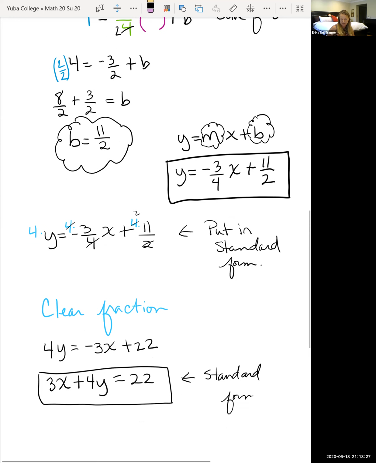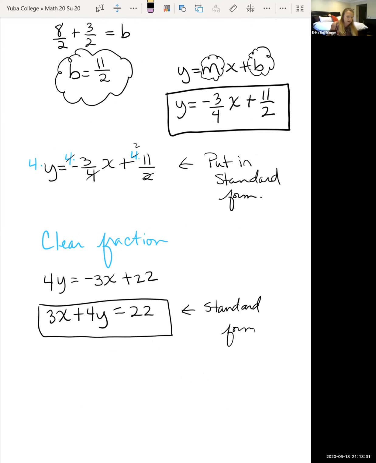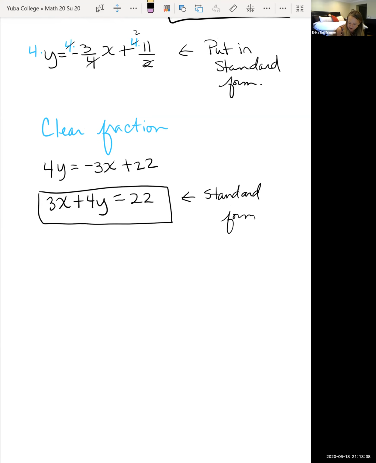This is kind of just a review. You guys should know that parallel lines, well, if they're parallel, they're rising and running at the same rate, right? So if that's the case, then we know that the slopes have to be the same.